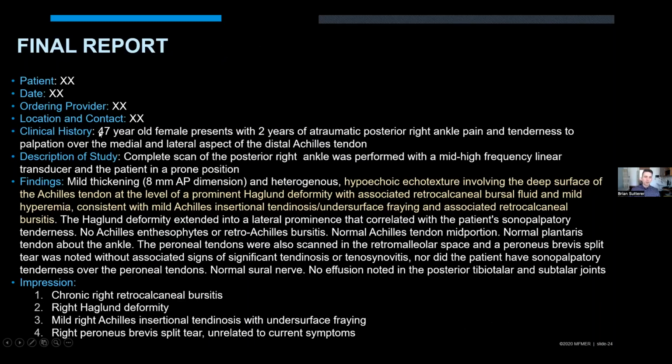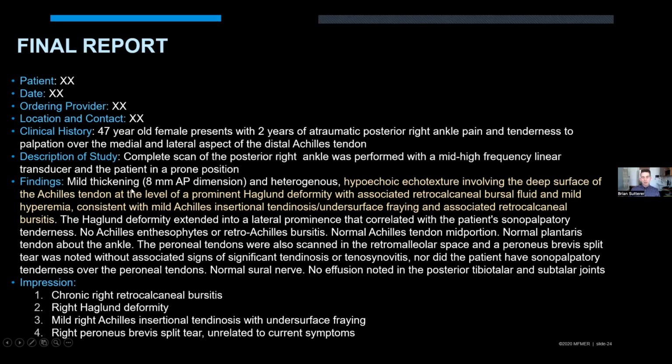In this case, the basic identifying data at the top is to fill in as you need to for yours. But our clinical history: 47-year-old female, 2 years of atraumatic posterior ankle pain, etc. Because we had included the joints, this was considered a complete scan of the posterior right ankle, specifying that we used a mid and a high frequency linear transducer, and the patient was in a prone position.